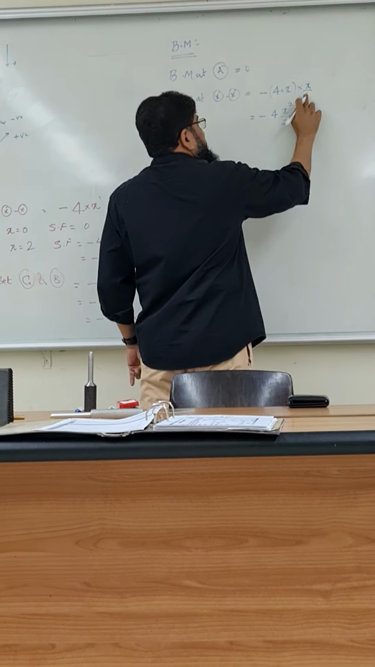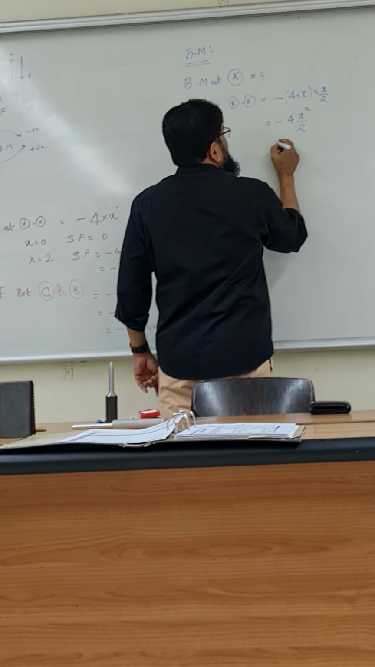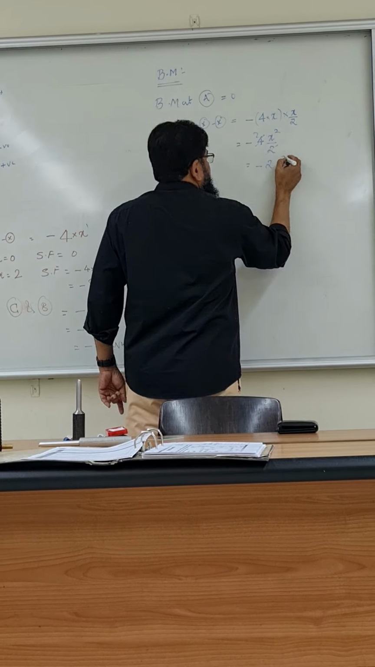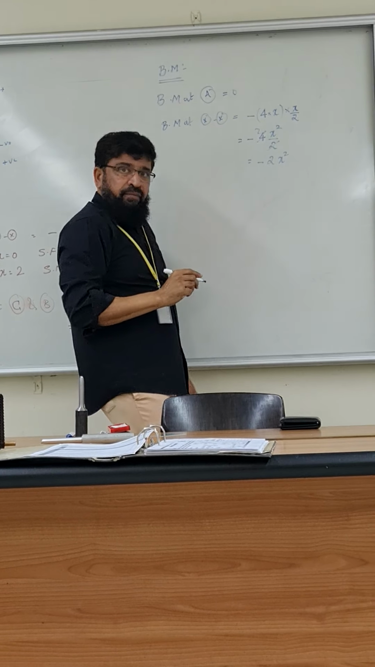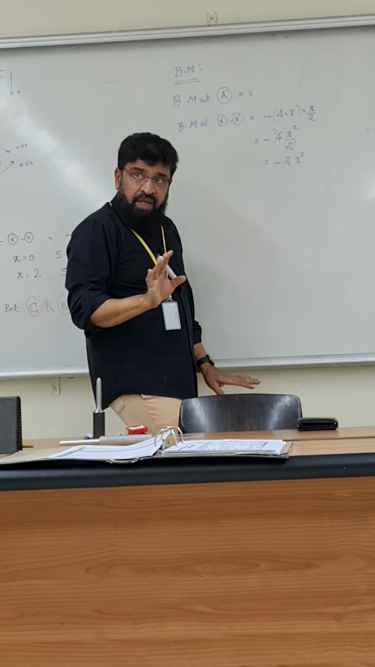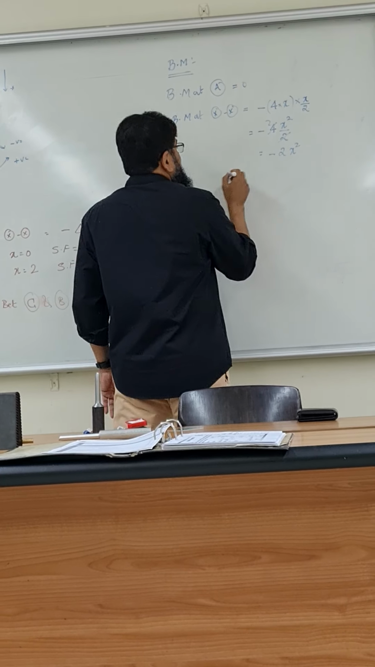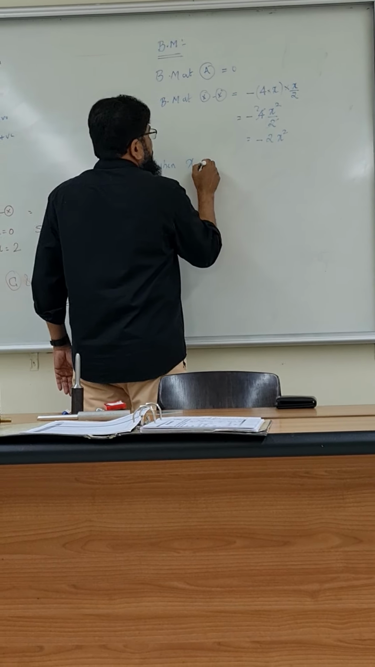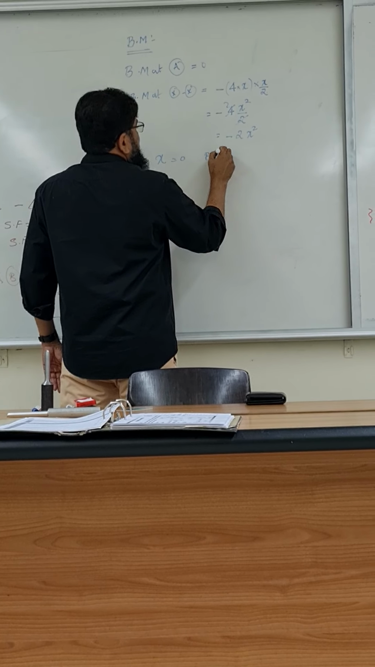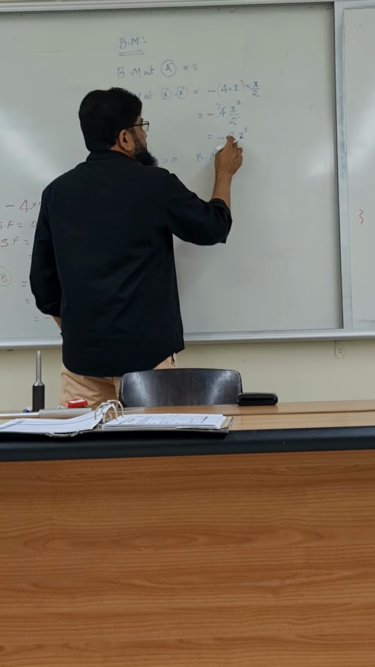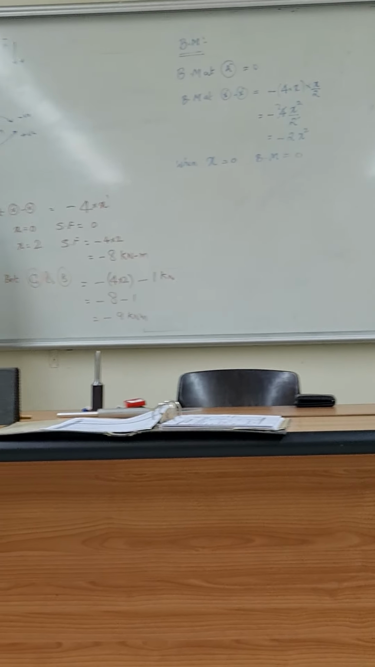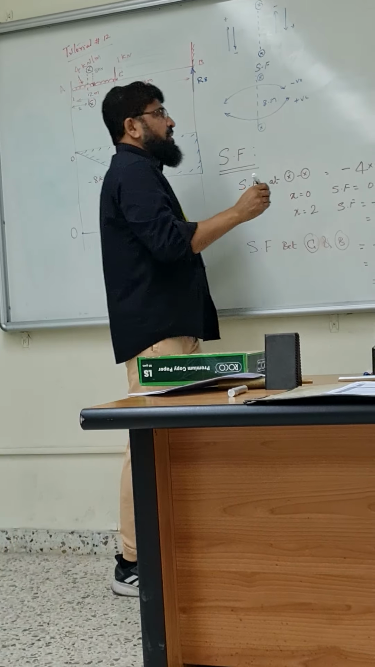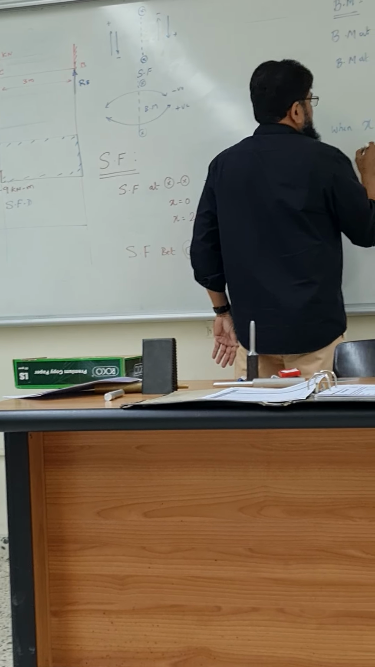4x square by 2. That is nothing but minus 2x square. Let it be that. Okay? Correct, sir? Now, when x is equal to 0, what is the bending moment? Close your eyes and put 0. It multiplies, you got 0, isn't it? It's already 0 there.